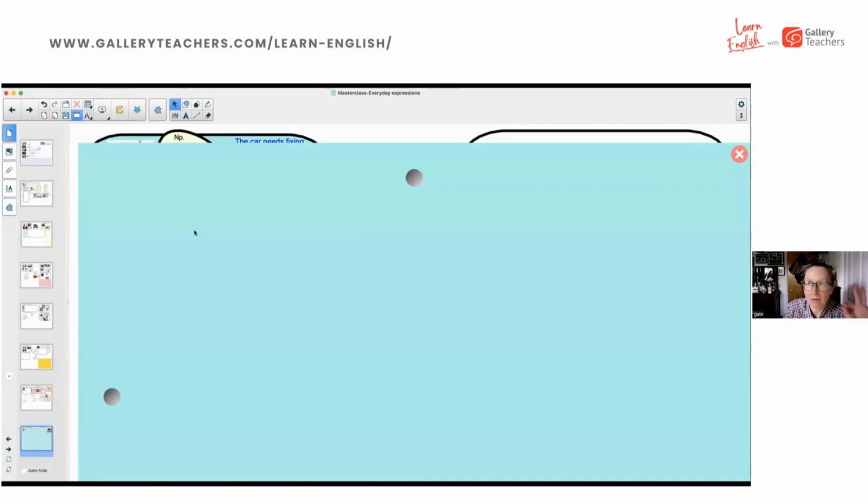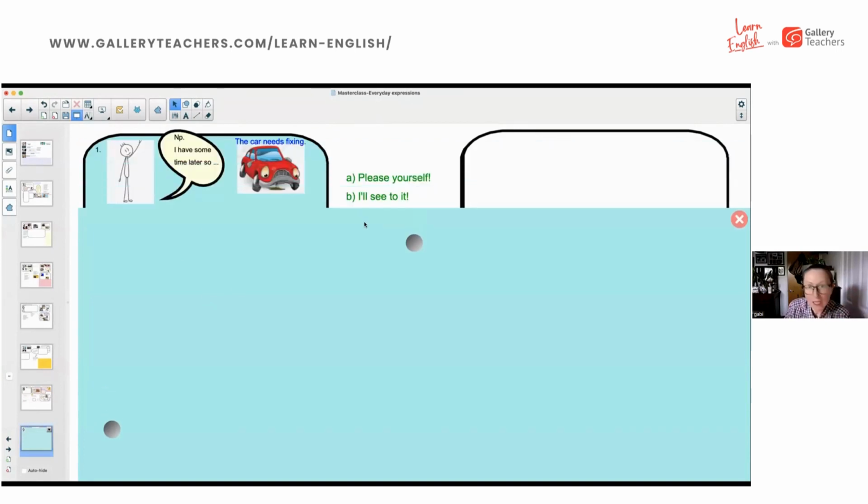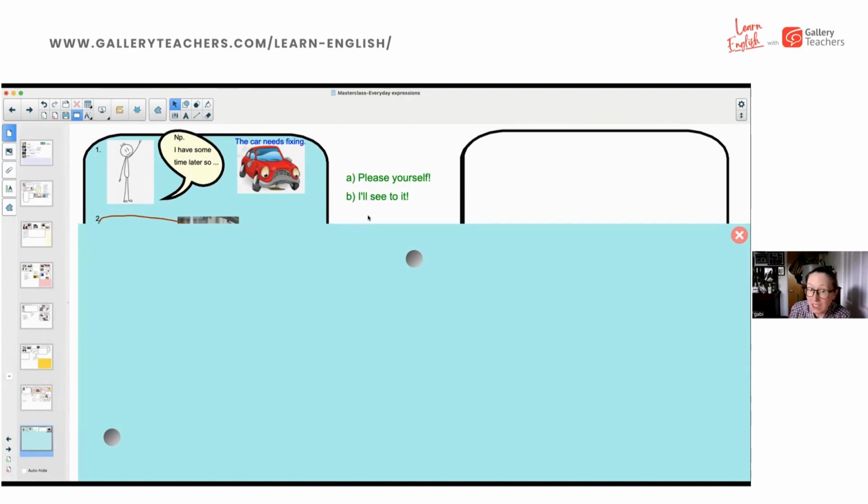And we have two more expressions before we move on to our test. I think I'm really good with the time today. So two expressions, okay, please yourself and I'll see to it. Now, the situation is this car needs fixing, right? So this little bloke is saying, no problem, I have some time later. So is it A or B? Now we only have two choices.